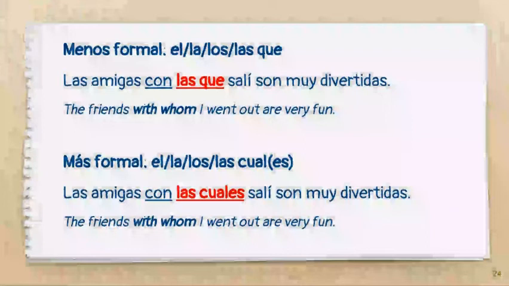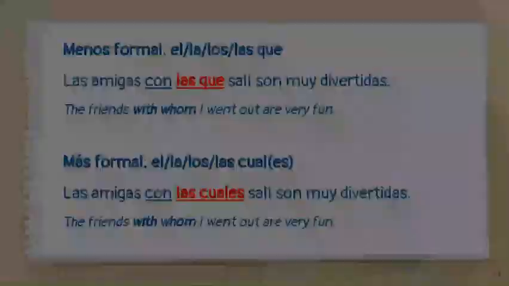Again, el que, la que, those forms mean the same thing as el cual, los cuales, etc. The only difference is their formal tone. So, las amigas con las que salí son muy divertidas has the same definition as las amigas con las cuales salí son muy divertidas. They mean the exact same thing. You would just use the cuales options in more formal writing or speaking.